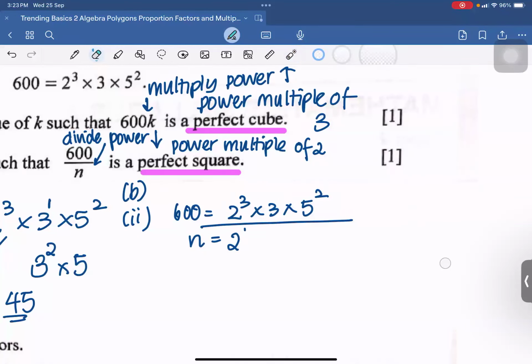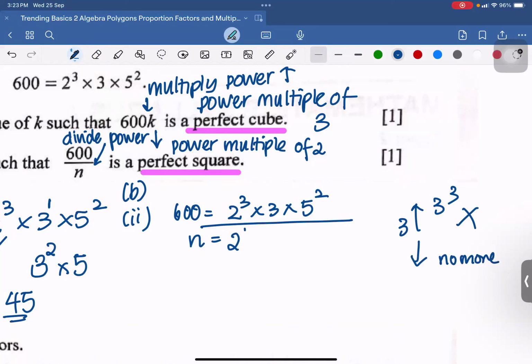No. Cannot, right? So in this case, 3 cannot become 3 cube. So 3 must be totally no more 3. Make it totally disappear. So what I do, I divide by 3 totally, so they can cancel off. Right? Then next one, 5 square is already a perfect square, so this one no need to worry.